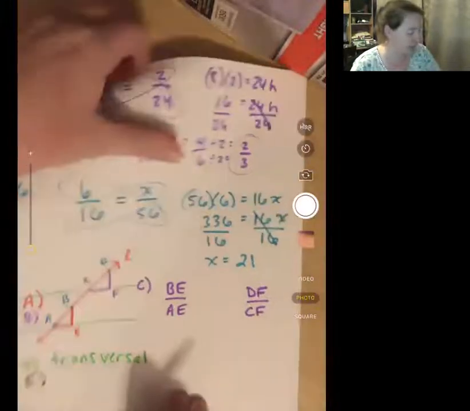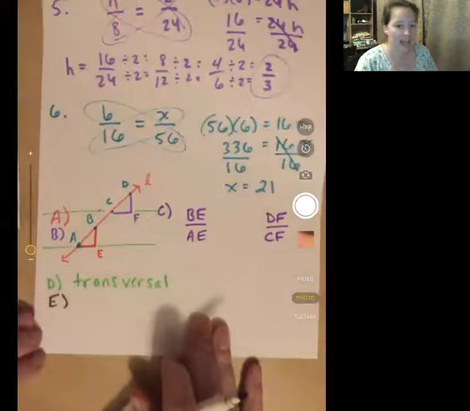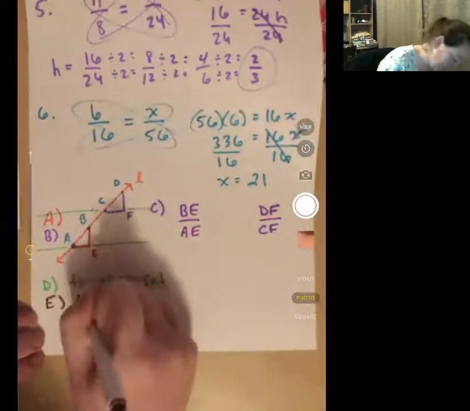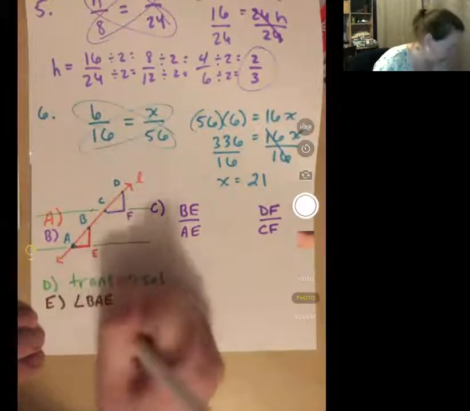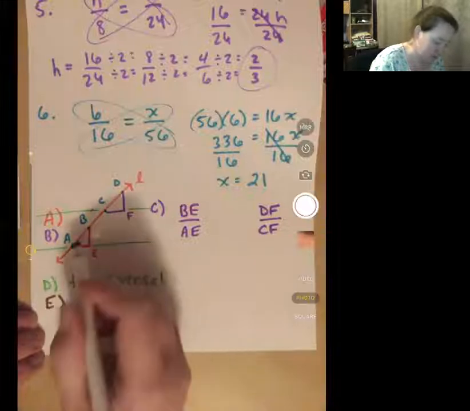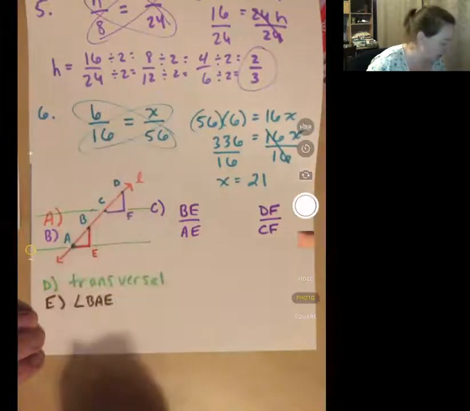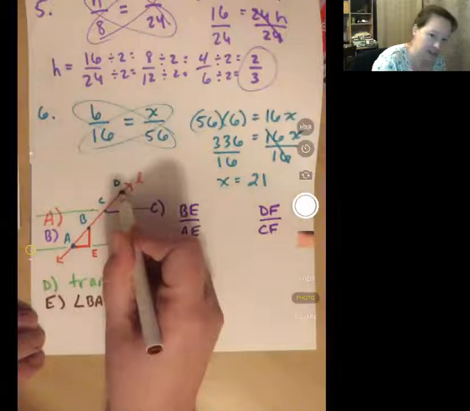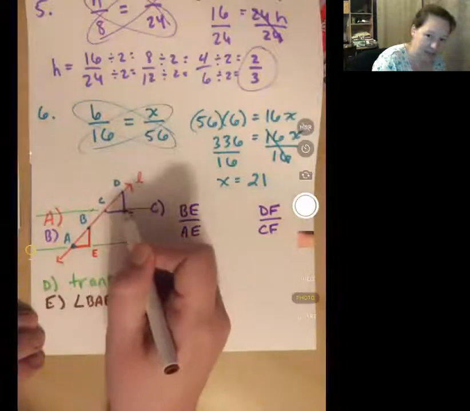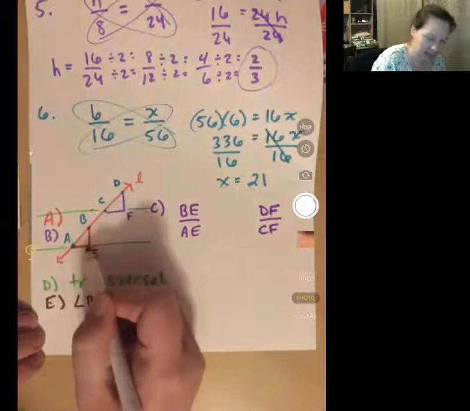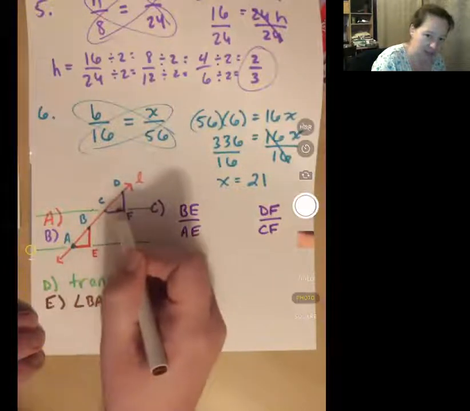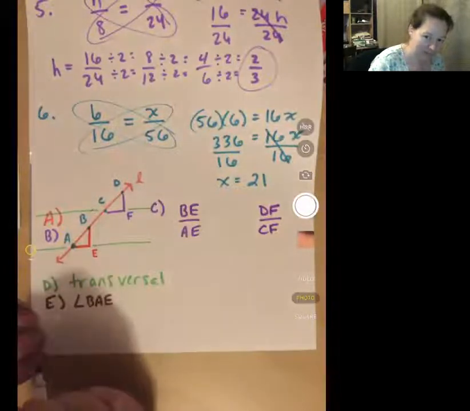Complete the following statements. Angle BAE. Yeah, so that's BAE. That's this angle right here. And angle DCF. Do you see what I'm doing? BAE, DCF. They're parallel to each other, so they're the same.